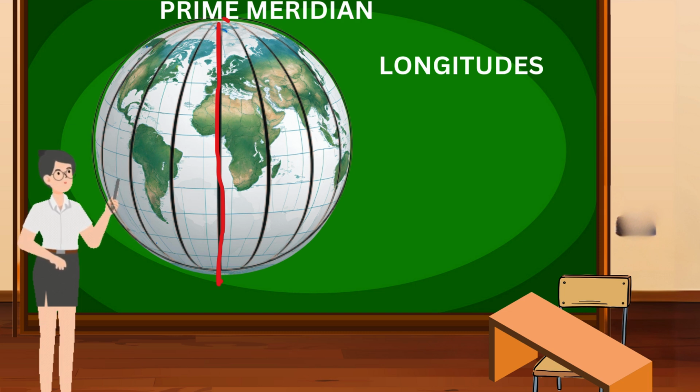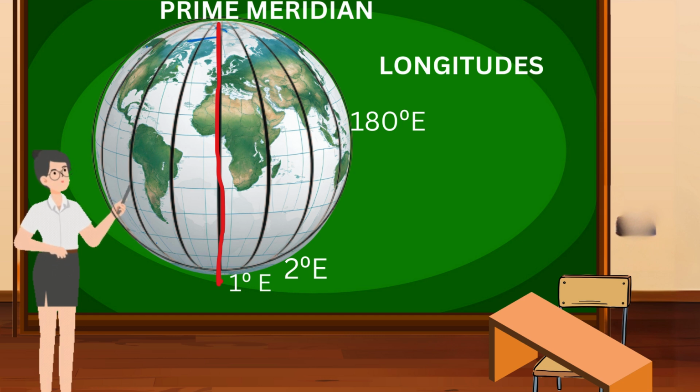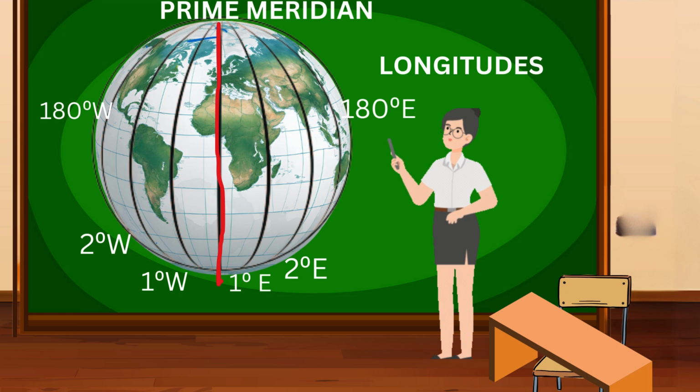Like latitudes, longitudes are also measured in degrees. At the east of the prime meridian, longitudes are measured as 1 degree east, 2 degrees east, and so on until 180 degrees east. At the west of the prime meridian, longitudes are measured as 1 degree west, 2 degrees west, and so on until 180 degrees west. The prime meridian is measured at 0 degrees. For each longitude, there is a difference of 4 minutes in time.